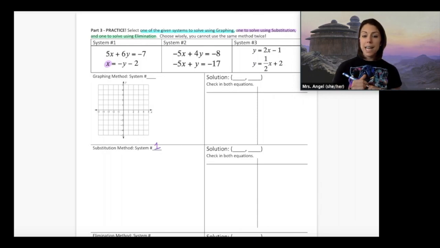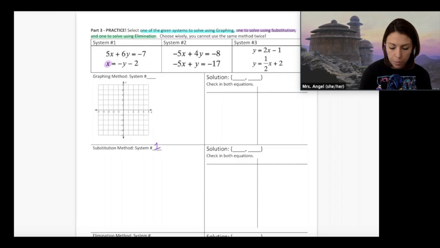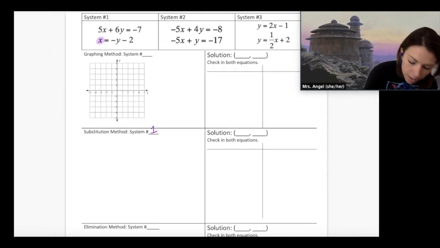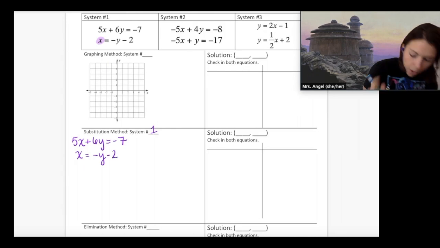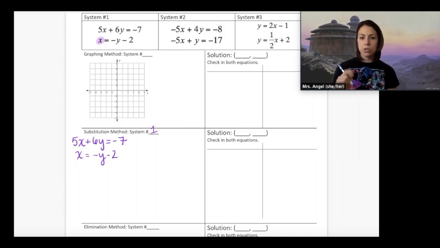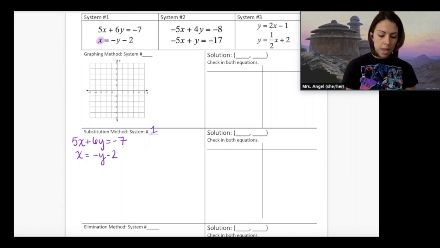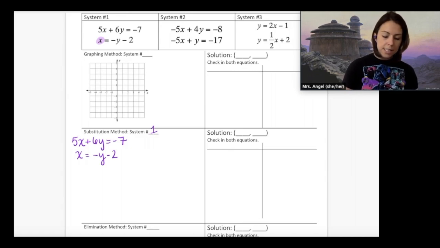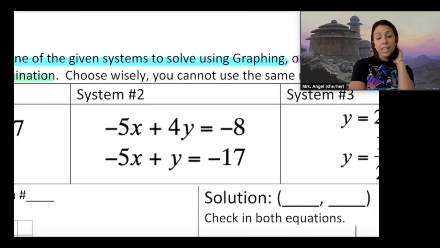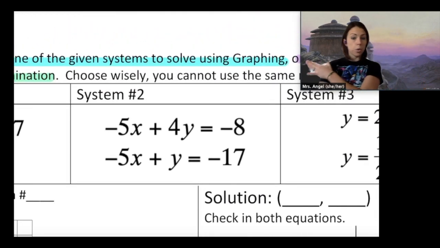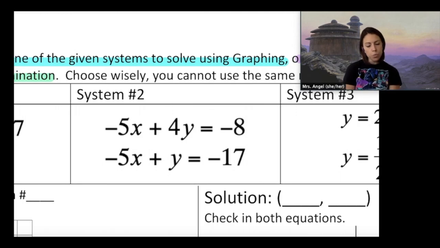So I'm going to write down that system underneath where we have substitution. 5x plus 6y equals -7, and x equals -y minus 2. And we'll come back and solve that with substitution later on. Now let's move on to system number 2. We can't use substitution. That's out.